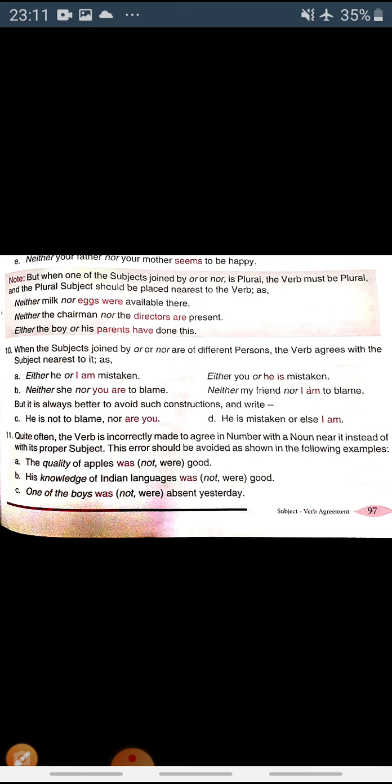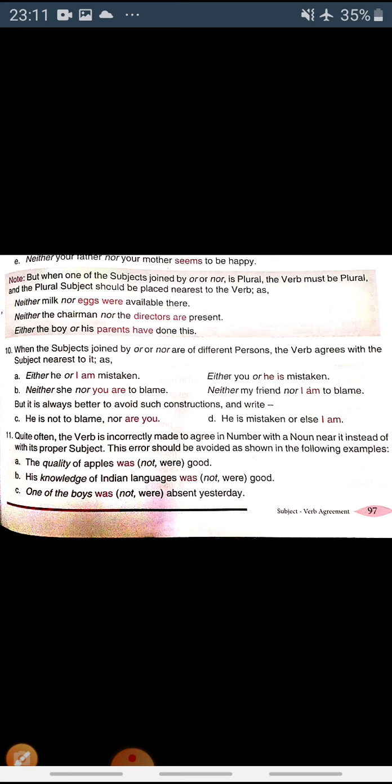Quite often, the verb is incorrectly made to agree in number with the noun near it instead of with its proper subject. This error should be avoided in the following examples. The quality of apples was good. Now, here the verbs are incorrectly made to agree in number. Apples is the plural noun here, but we used a singular verb. That is why we say the verb is incorrectly made to agree in number with a noun near it instead of with its proper subject.